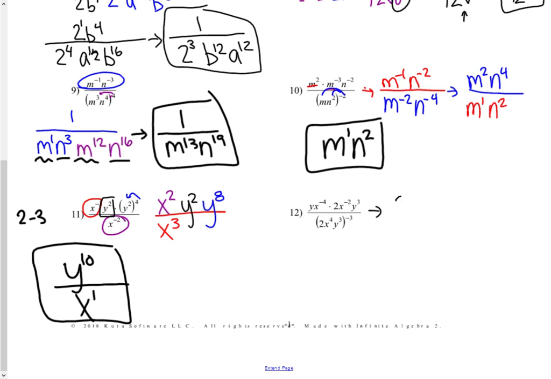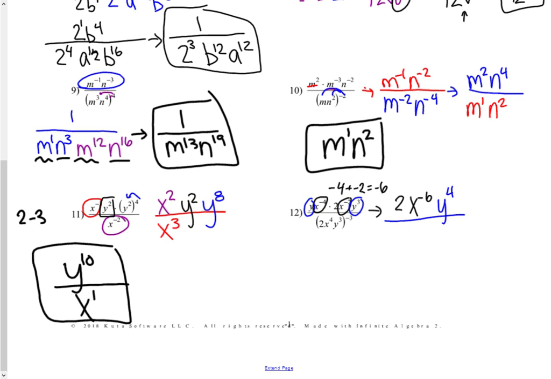So I have 2. I have x to the negative 4th and x to the negative 2. So negative 4 plus a negative 2 gives me negative 6. So I have x to the negative 6th. I have y to the first and y to the third. 1 plus 3 gives me y to the 4th.